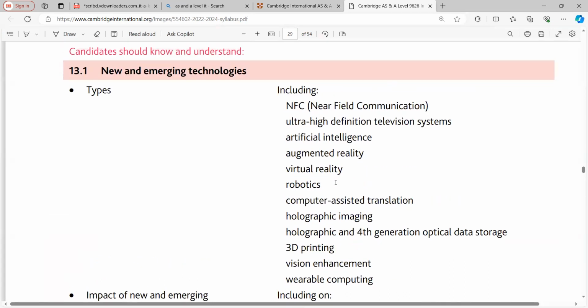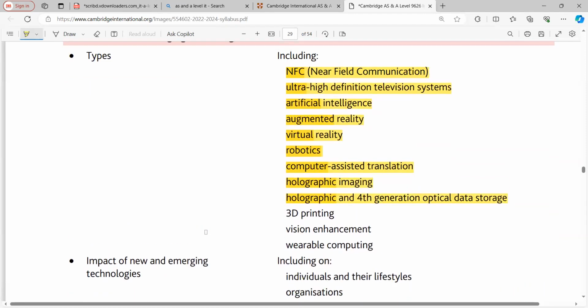Your syllabus says that you should know about the types of NFCs. That's done. USB is done, artificial intelligence is done, augmented reality is done, virtual reality is done, robotics is done. This is also done. Holographic and fourth generation optical data storage.